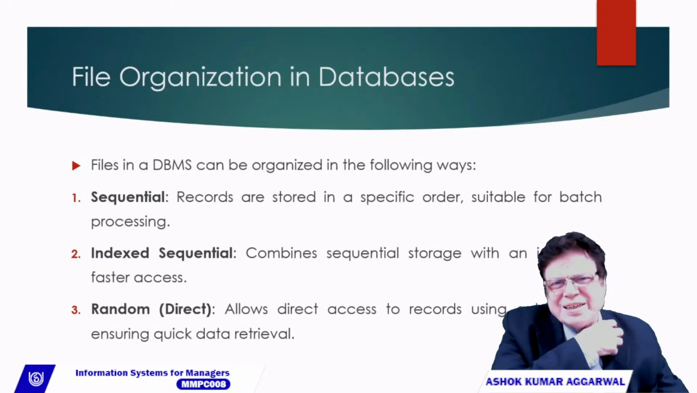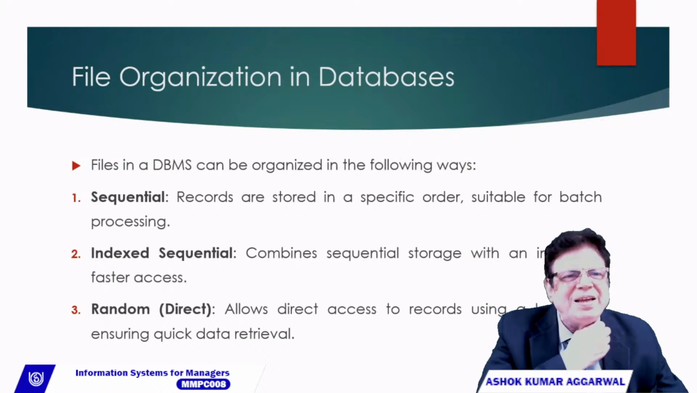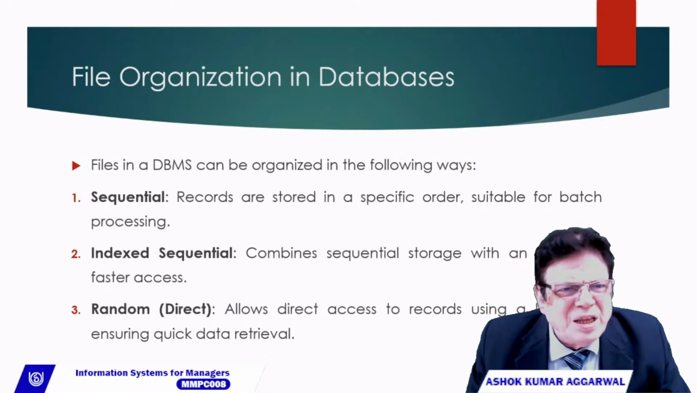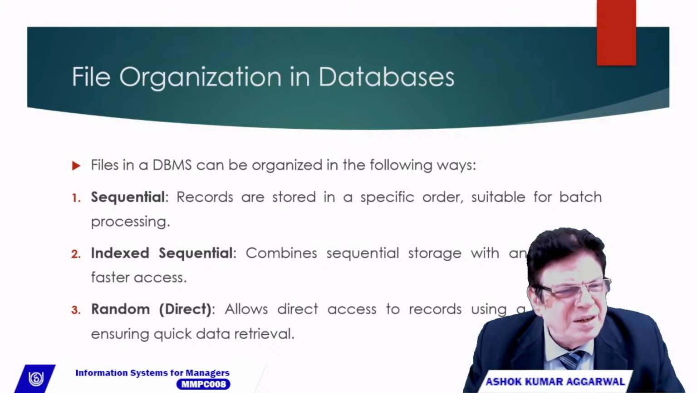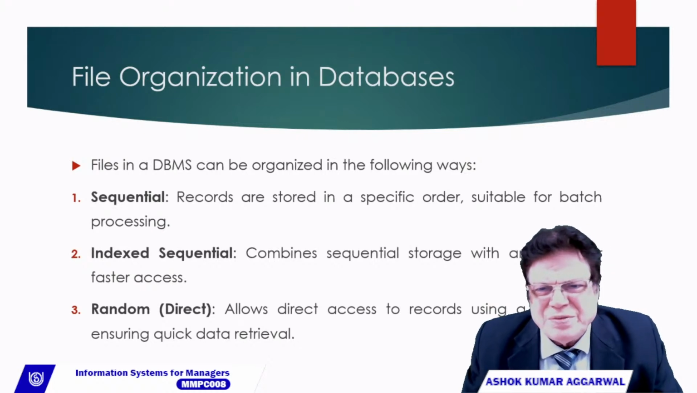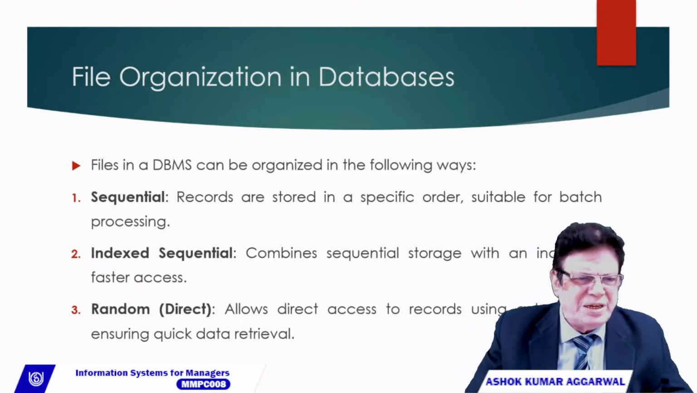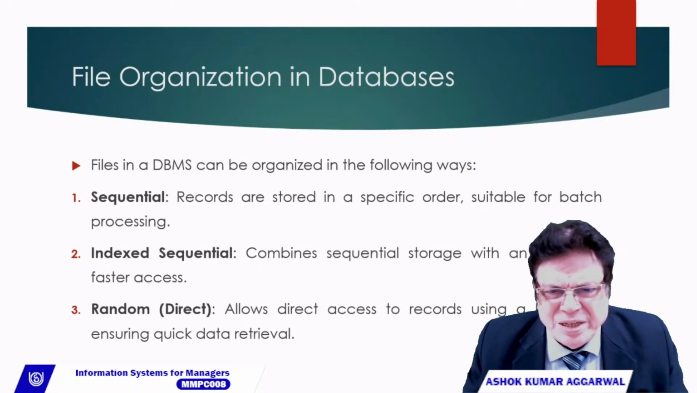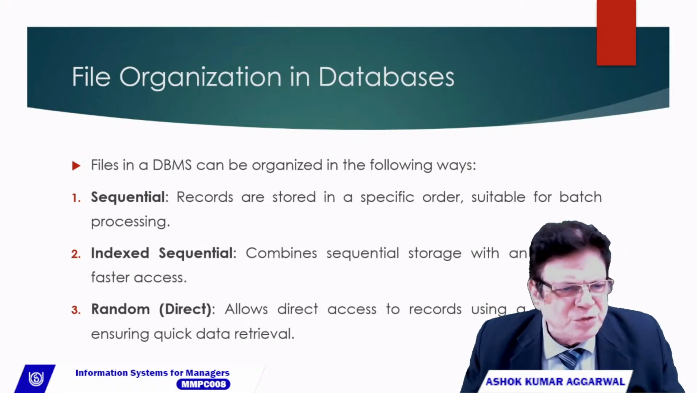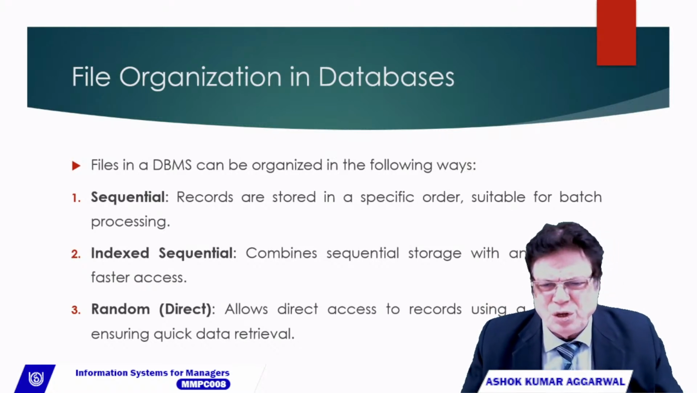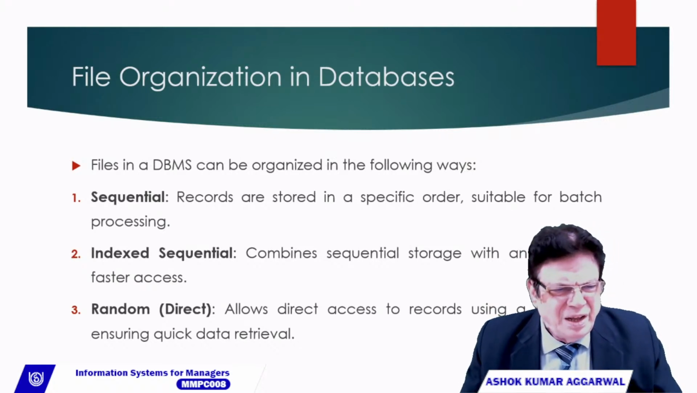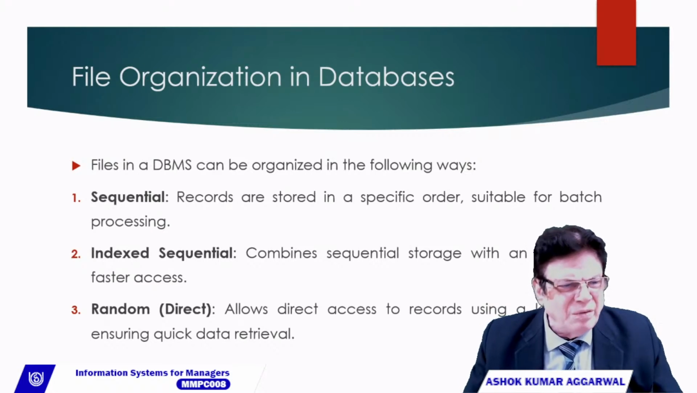File organization in databases: files in a DBMS can be organized in the sequential, indexed sequential, or random direct manner. Sequential: records are stored in a specific order, suitable for batch processing. Indexed sequential combines sequential storage with an index for faster access. Random direct allows direct access to records using a key field, ensuring quick data retrieval.